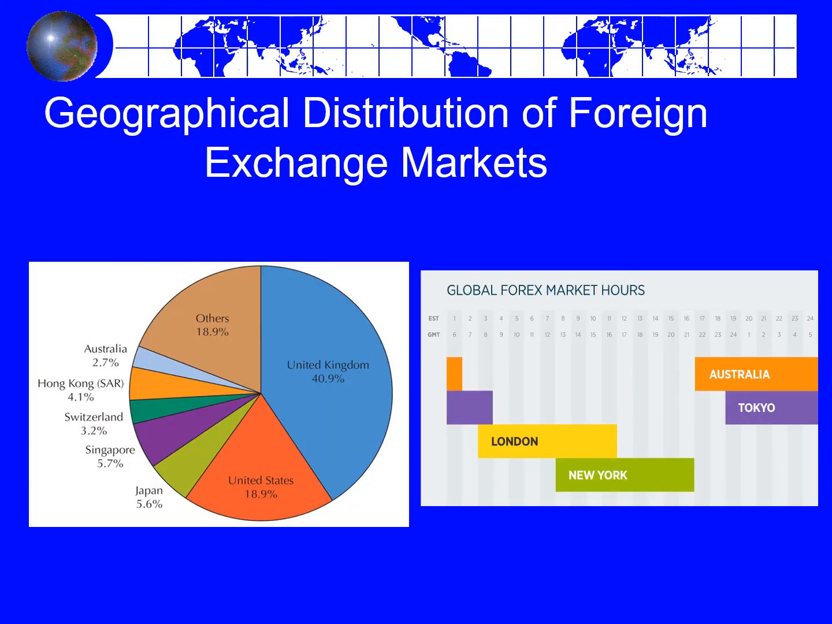This slide shows the geographical distribution of foreign exchange markets. The chart on the left side shows that the UK is the financial center of the universe. Well, maybe not the universe, but the world. There are two reasons for that. First, the largest currency pairs are the US dollar and the euro, and the US dollar and the pound sterling, and the US dollar and the Japanese yen. The best place to get the pound and the euro is in London.